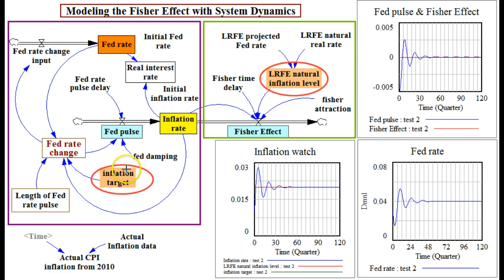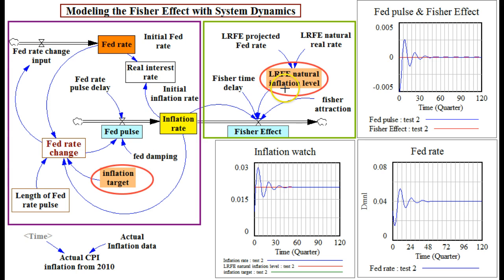So we're all familiar with the inflation target set by the Fed. The Fed uses monetary policy, changing the Fed rate to try and manipulate inflation to its target, and it can do that. Now, the long-run Fisher effect natural inflation level is different.